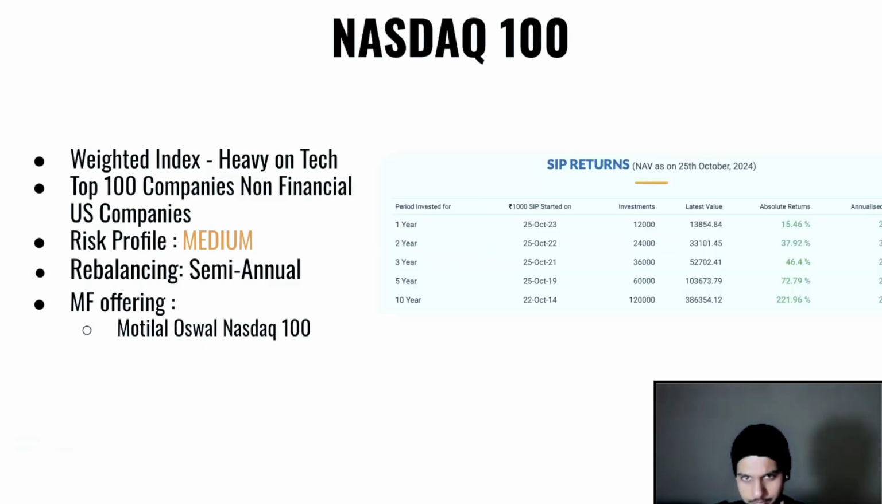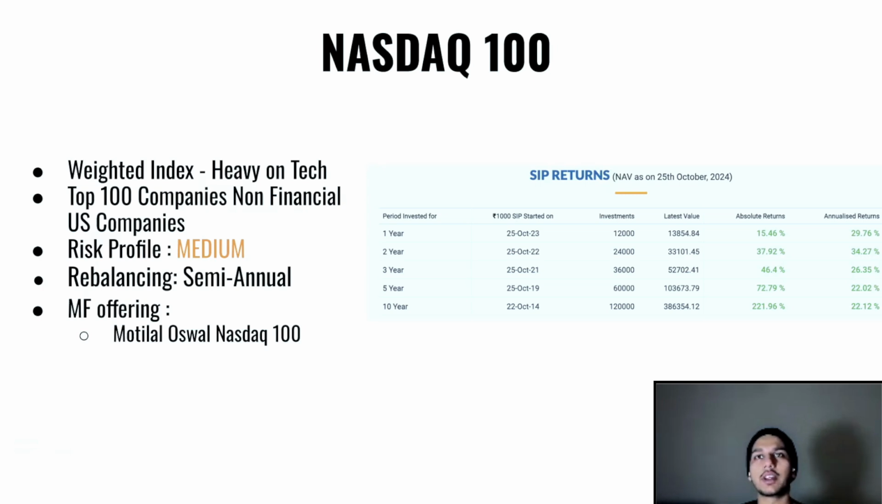Let's take a look at SIP returns for this particular index over a period of 1, 3, 5, 10 years. As you can see, the annualized returns are always above 20%, which is an amazing number. But you should ask the question, why is that? Why is this index performing so well, even though it's weighted average and it consists of 100 companies? So what's the reason? I was reading one article a few days back, and it talked about how 90% of the patents that are being filed in US belong to top 20 companies of Nasdaq 100.